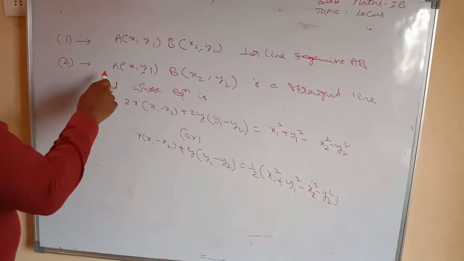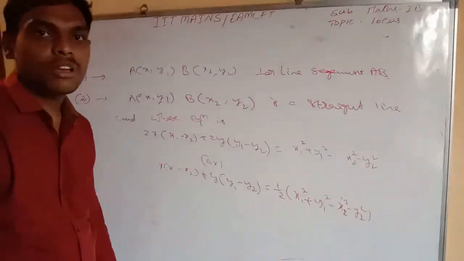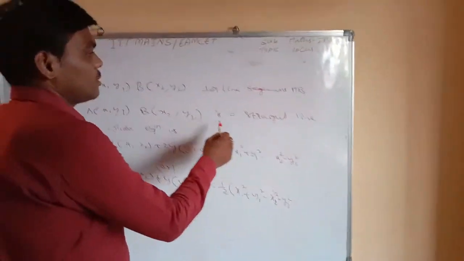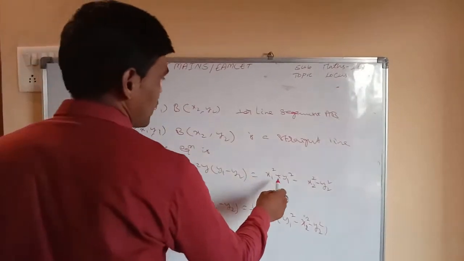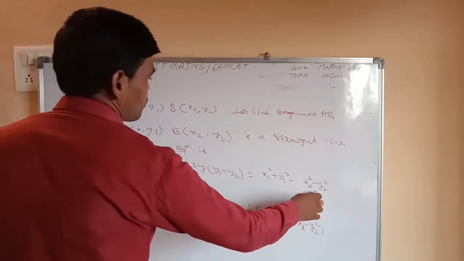Now I repeat, the locus of a point which is equidistant from A(x1, y1) and B(x2, y2) is a straight line, and whose equation is 2x into (x1 minus x2) plus 2y into (y1 minus y2) is equal to x1 square plus y1 square minus x2 square minus y2 square.